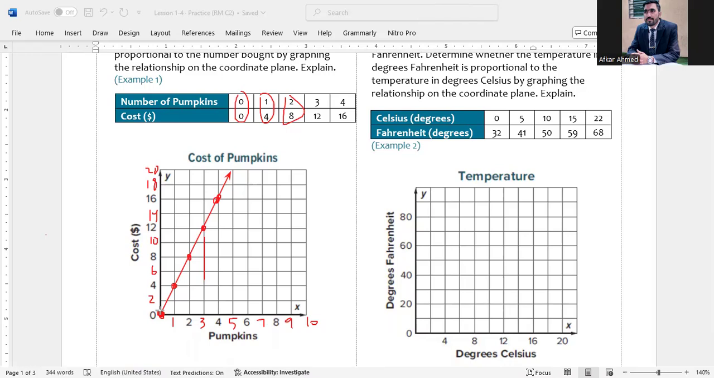So the number one is passing through the origin, and it's a straight line. So the given relationship is proportional. So you can say that the cost is proportional to the number of pumpkins, because the graph is a straight line through the origin. So I can simply write here, it's proportional, because the straight line is passing through the origin.